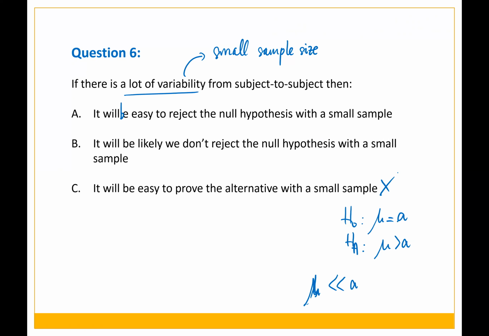A, it will be easy to reject the null hypothesis with a small sample. Again, it comes back to the precautions about the small sample size. It's saying we can easily reject the null hypothesis, but that result might not be of any significance. And so the answer is going to be B, it will be likely that we don't reject the null hypothesis with a small sample. Again, I might have to check back with question 6, because that is a little bit confusing to me at first, but we're going to come back to that at the end of this section.